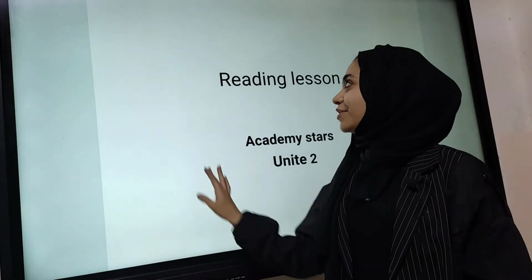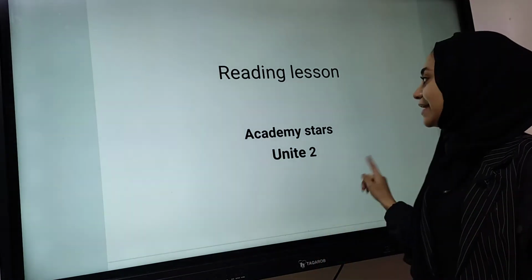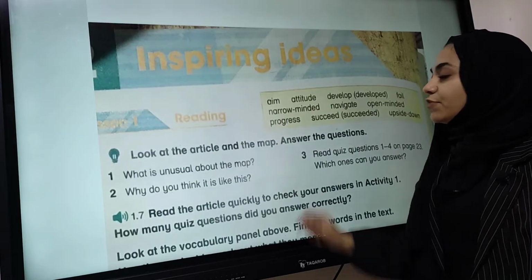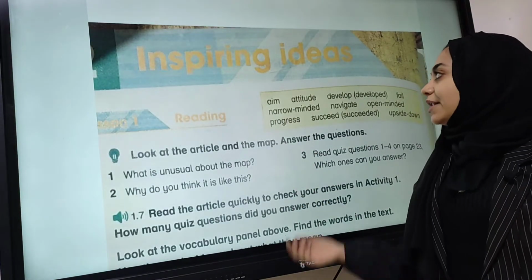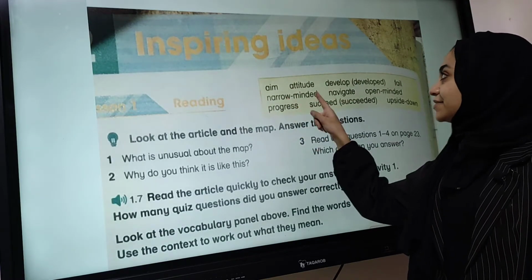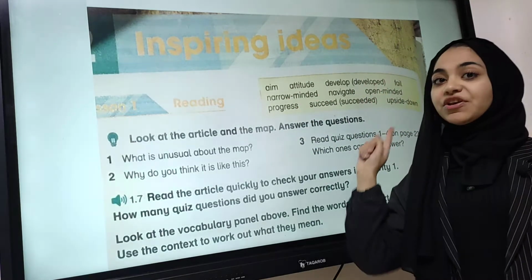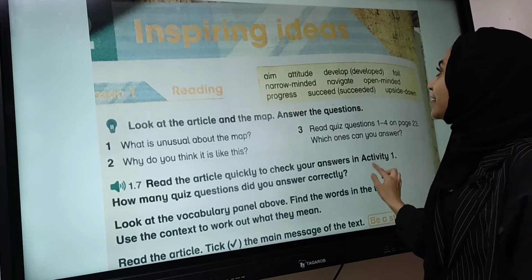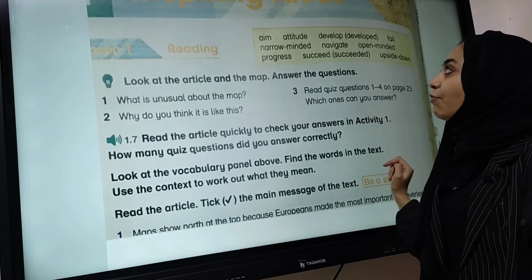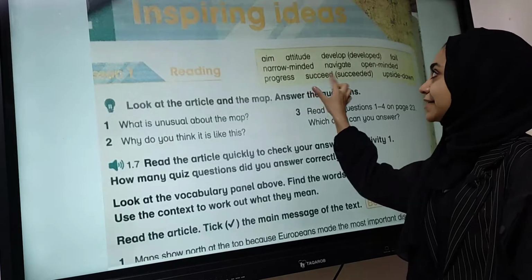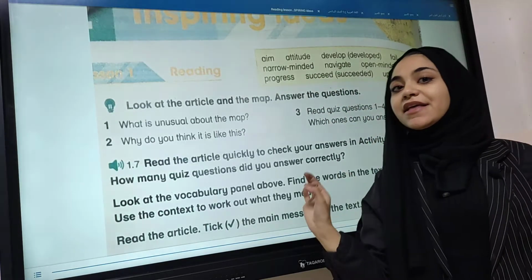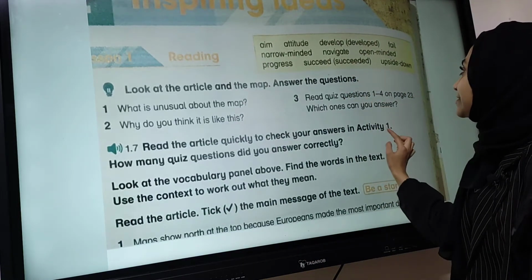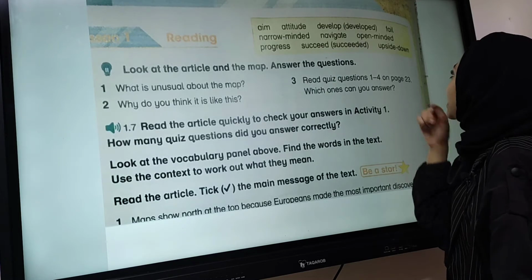So inshallah, today we're going to explain a reading lesson, Academy Star Unit 2, Inspiring Ideas. Before we start, here we have a new vocabulary list. The first ones are aim, attitude, develop, and here we have developed, between, practice. It is a verb. Then fail, narrow-minded, navigate, open-minded, progress, succeed, and here we have succeeded with -ed, so it is a verb, the past of the verb succeed. Okay, the last one is upside down.